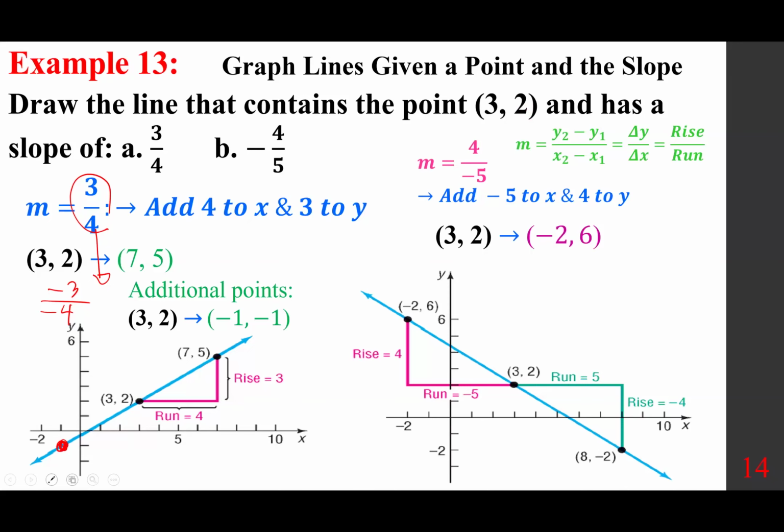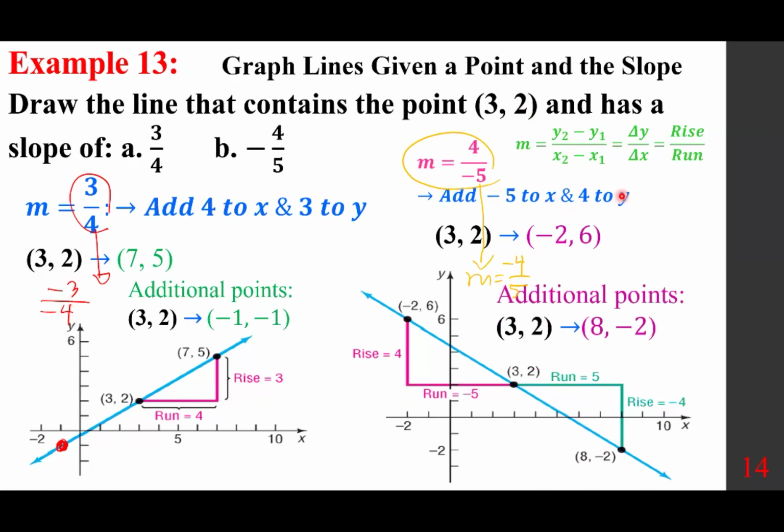If instead of that I use m equals -4/5, now I'm going to add +5 to x, -4 to y, and I get (8, -2). That's this point, okay? So, given (3, 2), the run is -5, so go to the left. And the rise is 4, go up. That gives you the new point. Or you can go the other way around. You make the run positive here, and the rise negative. This is in case you want to go with that methodology.